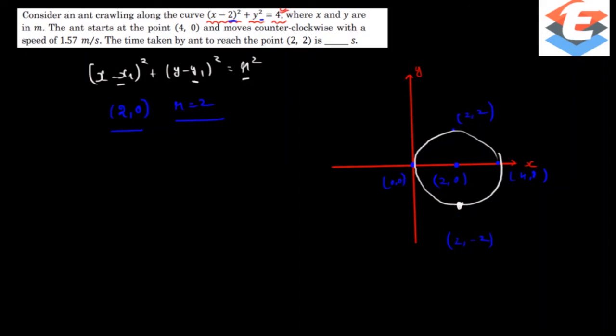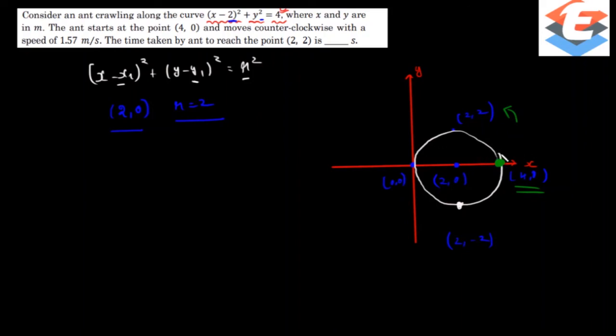Now coming to the question, an ant is crawling along the curve. So ant is crawling means it is just moving along this curve, and they given ant starts at a point 4 comma 0. This is 4 comma 0. So ant is starting here, and it is moving in a counterclockwise direction, this direction, with a speed of 1.5 meter per second.